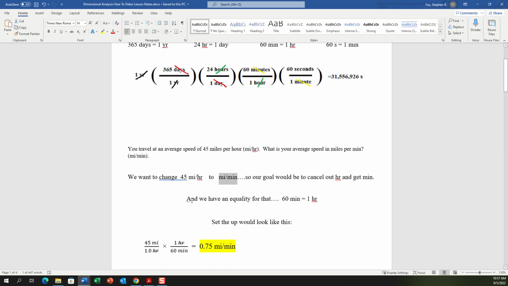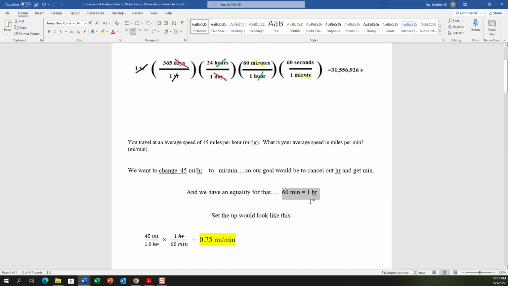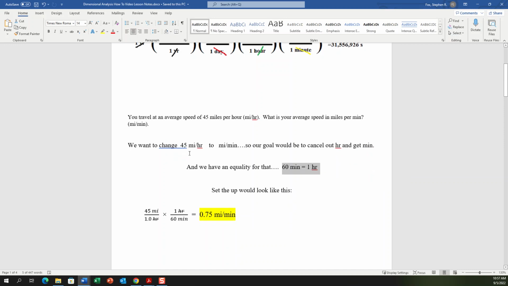All right. So we know the equality for minutes to hours. 60 minutes equals 1 hour. Okay, great. So the way the setup should be is I'll take the measurement that I was given. Now, 45 miles per 1 hour. That's how this measurement would look in a dimensional analysis setup.